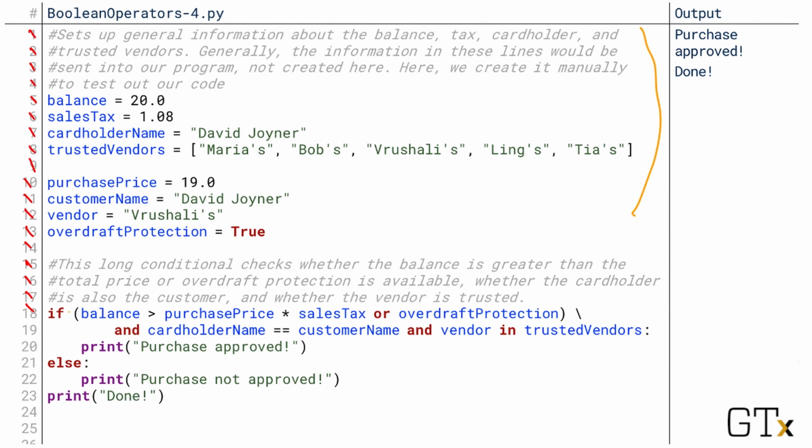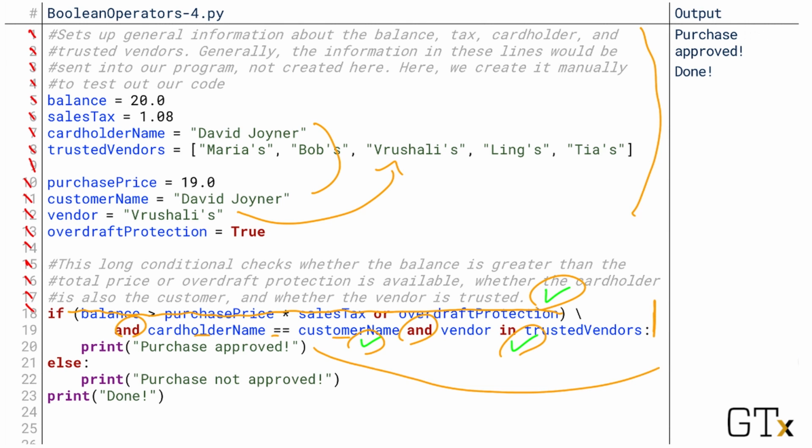Now at this point, we no longer really care where that parentheses result came from. All we care is that it was true. Now does the cardholder name equal the customer name? Yep, it still does. And so this portion of the statement is also true. And our vendor is still in our list of trusted vendors. And so the last portion of our statement is also true. So we have true, and true, and true, which makes this entire logical expression true, which leads to "purchase approved" in our output. That means that line 20 did run, and because line 21 is the else corresponding to that conditional, line 22 is automatically skipped.